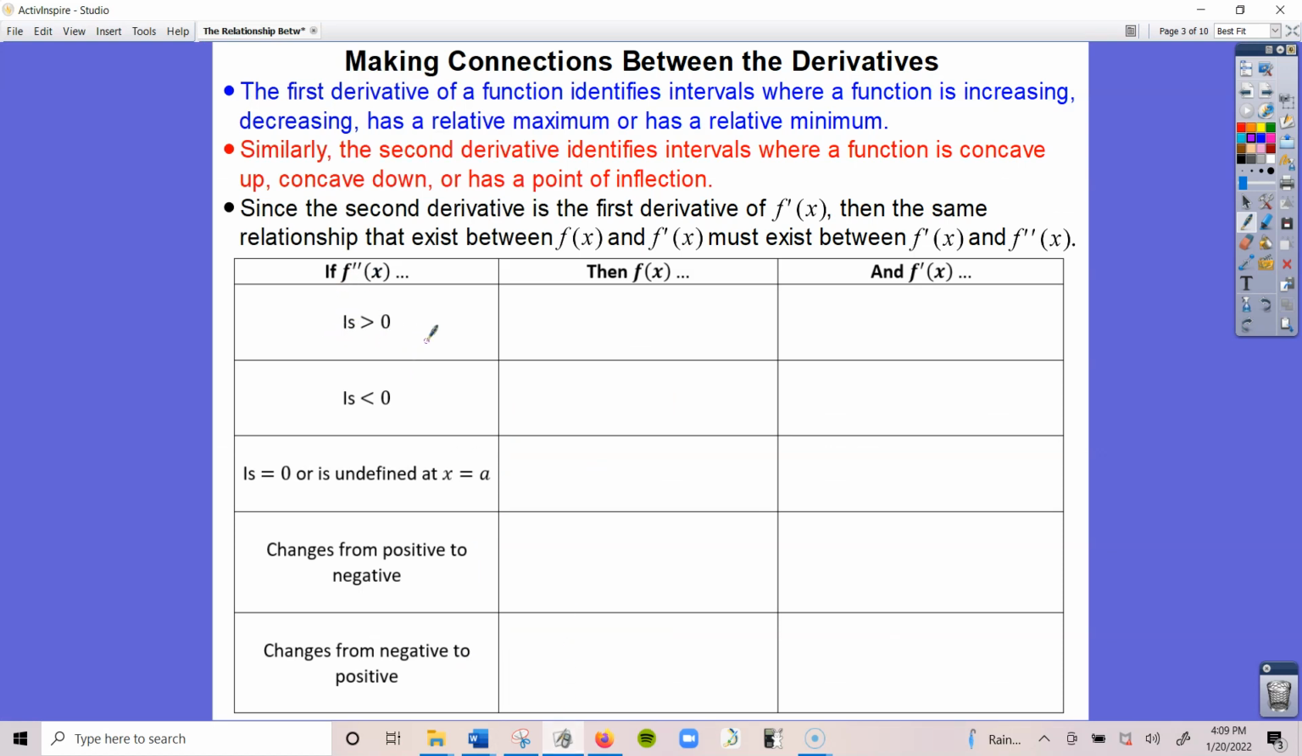If the second derivative is greater than 0, then that means that f of x is concave up. Now, just like the relationship between the first derivative and the function, the first derivative tells you if it's positive, the function is increasing. It has the same relationship with the second derivative and the first derivative. So if the second derivative is greater than 0, that means that the first derivative is increasing. If the second derivative is less than 0, then that means that your function is concave down, which at the same time means that my first derivative is decreasing.